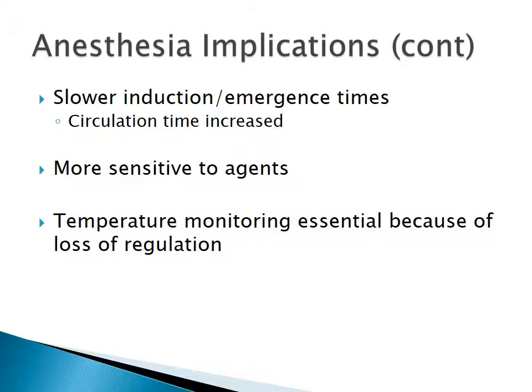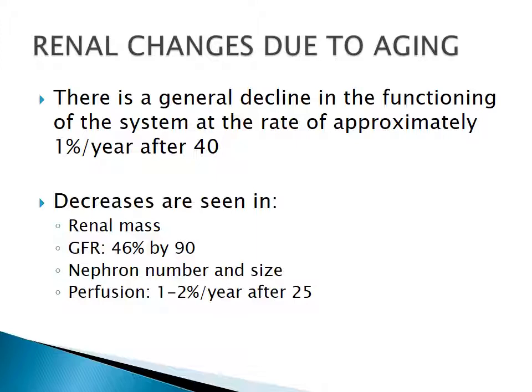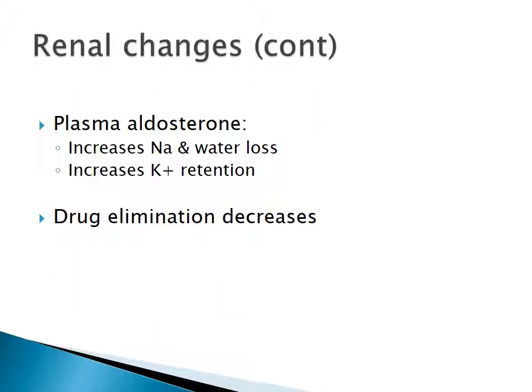Okay, what happens to the kidneys? They slow down. Everything decreases basically. Renal mass decreases, the filtration rate decreases, the nephron size and number decrease, the perfusion decreases. So the sodium and water loss increase. There's a greater increase in potassium retention. Drug elimination decreases. Anything that's going through the liver or the kidney is probably going to get eliminated more slowly. Same thing with lungs too.